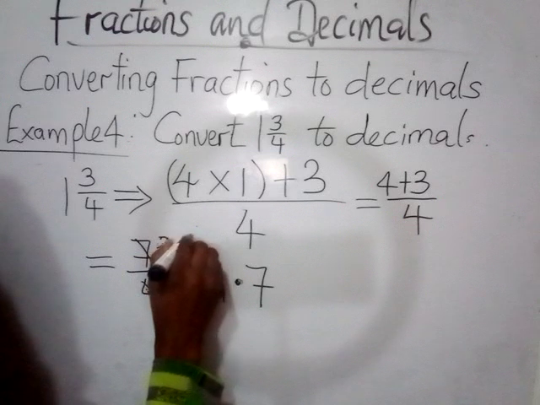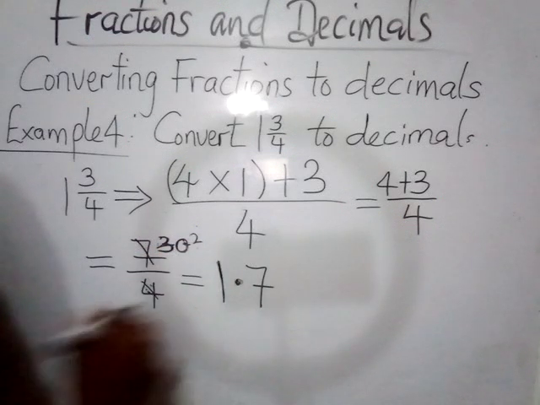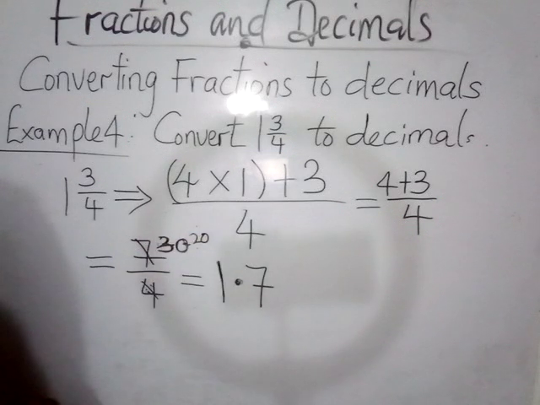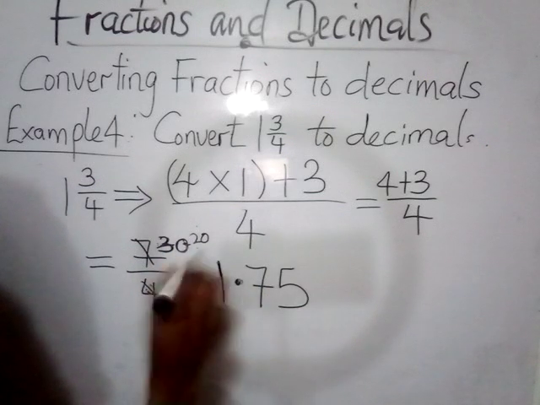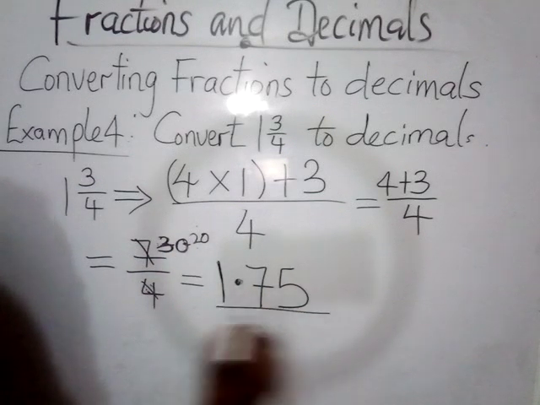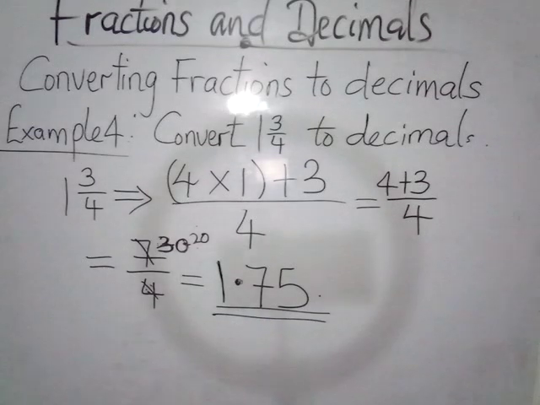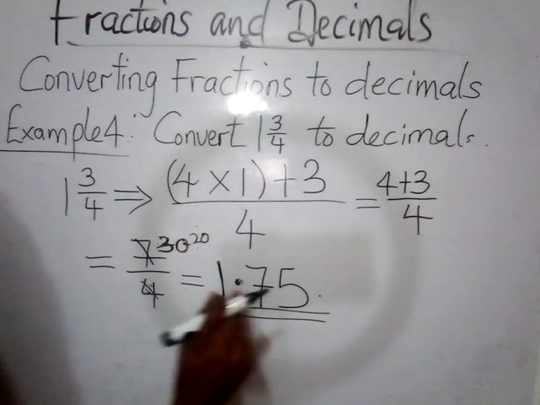That 2 that is remaining, you can still add 0 to it, making it 20. So 20 divided by 4 is 5. 5 times 4 is 20. So you have nothing left to work with. So if you're converting one whole number 3 over 4 to decimal, you're going to get 1.75.